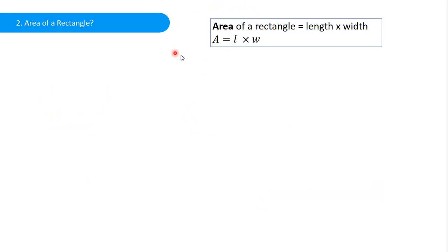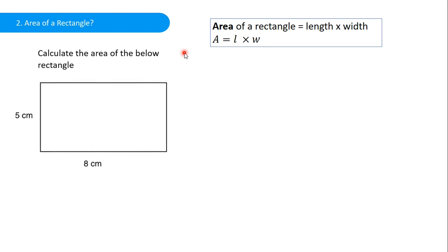So using this rule, let's try to find some areas. Calculate the area of this rectangle. This rectangle has a length of 8 and a width of 5. So the area is 8 times 5, which is 40 centimeters squared.